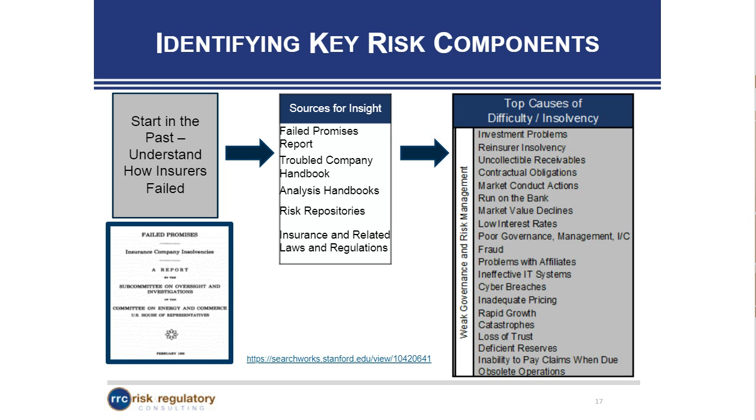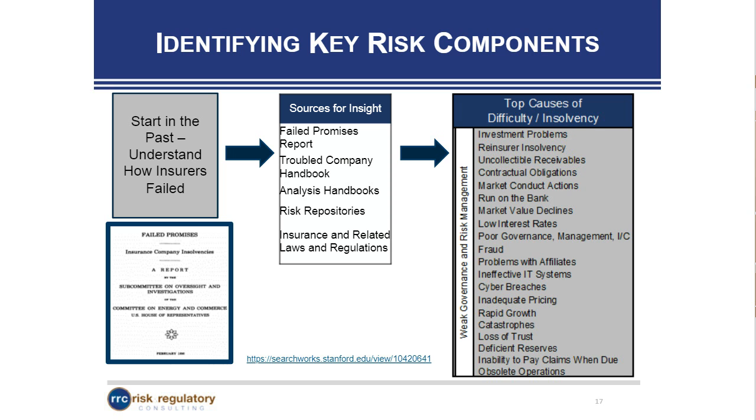We also suggest you read the Troubled Company Handbook, which is your peers reaching out to you and saying, hey, these are the reasons companies have had financial issues in the past, and pointing you to ways that you might address those issues. So when you read those, and you also look at the other documents we list there, you see in the box to the right some of the top causes of insurance insolvency. For example, investment problems.